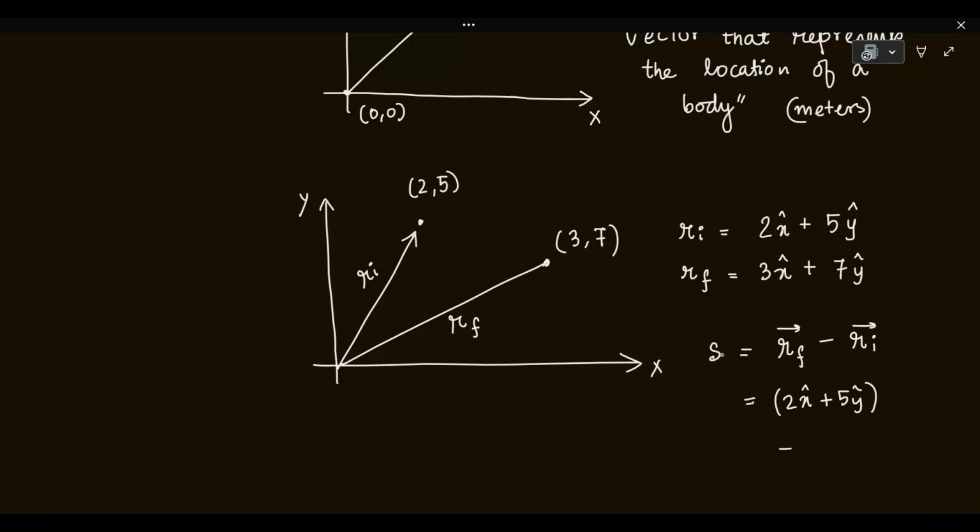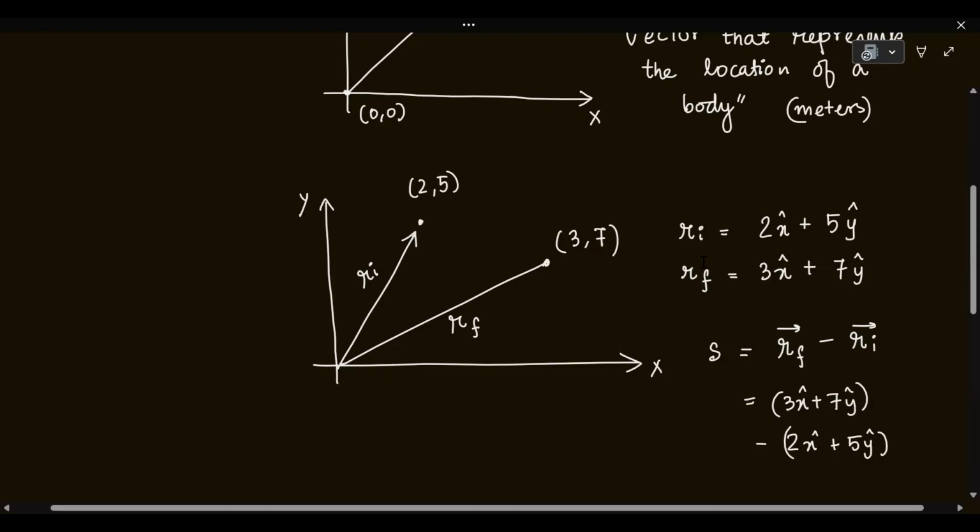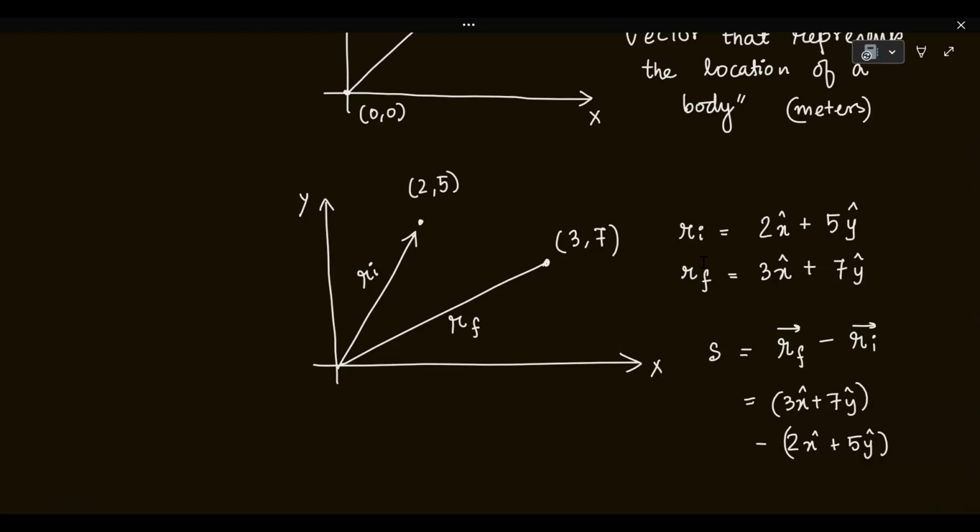If I have to subtract, oh no, I am doing the wrong thing. First, I have to write the final, right? So 3x cap plus 7y cap. I have to subtract 2x cap plus 5y cap. So I just plugged in the values, final vector minus initial position vector. It would be x cap plus 2y cap. Just subtract the numbers and write the vectors inside it.